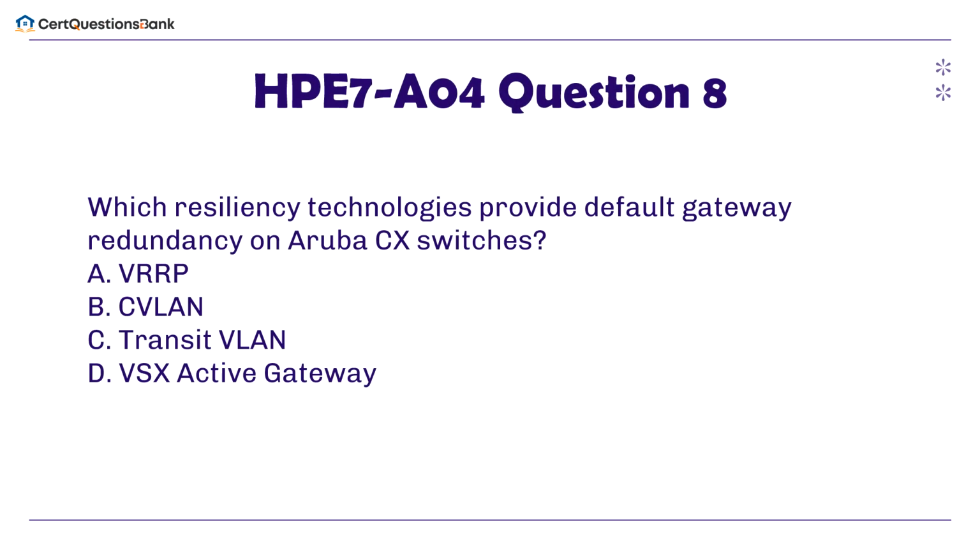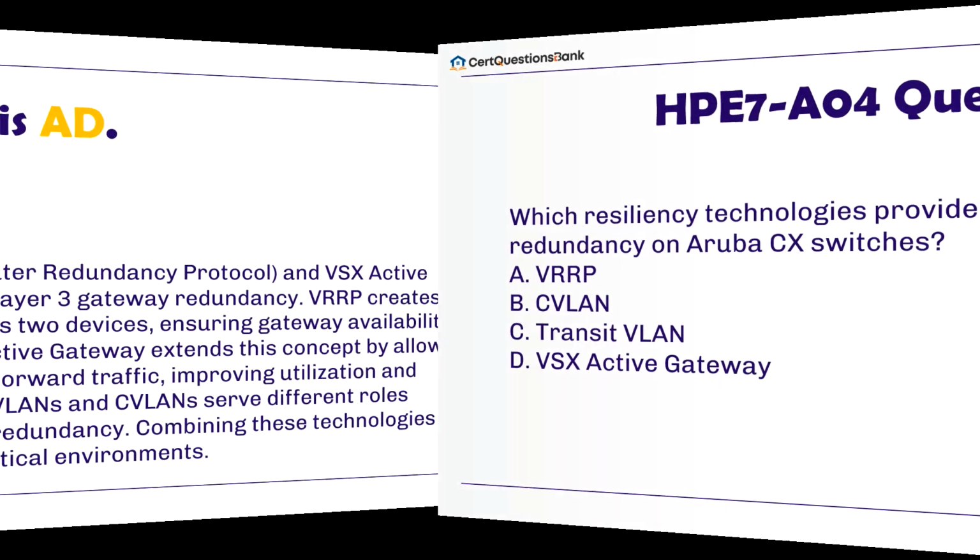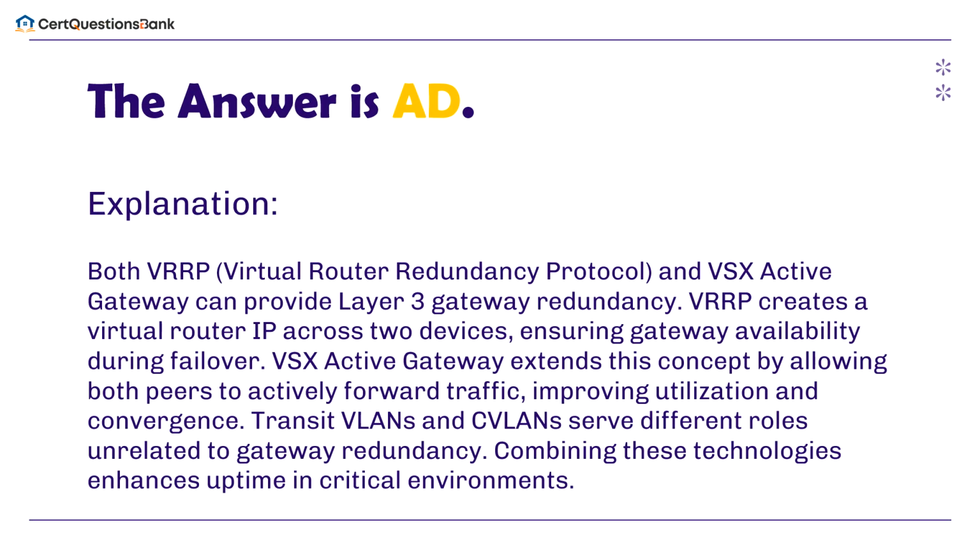Which resiliency technologies provide default gateway redundancy on Aruba CX switches? A. VRRP, B. CVLAN, C. Transit VLAN, D. VSX Active Gateway. The answer is A and D.